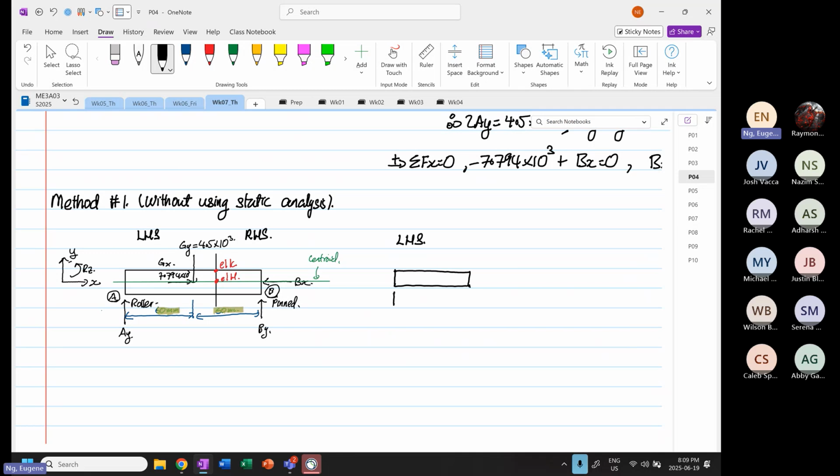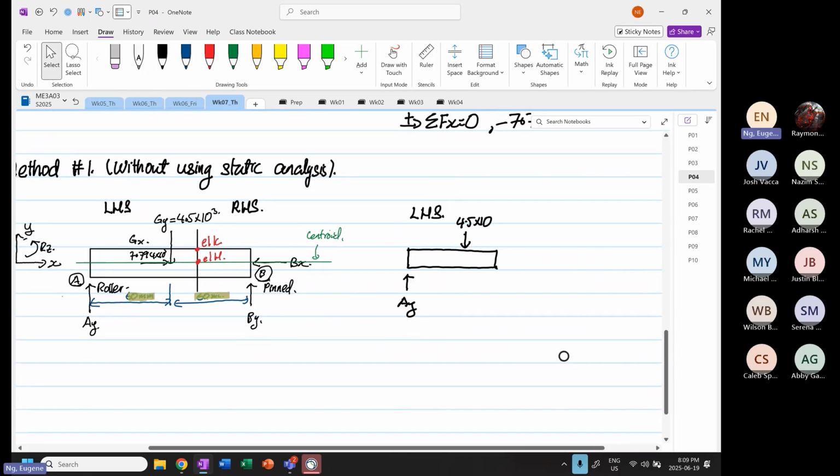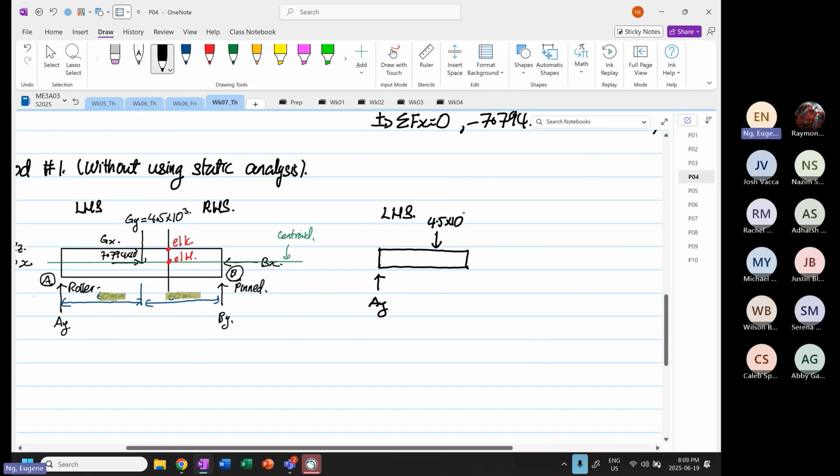Where this is your AY, and this is going to be your 4.5, where that is equal to 4.5 times 10 to the power 3. And this line is where you have your element K and element H.